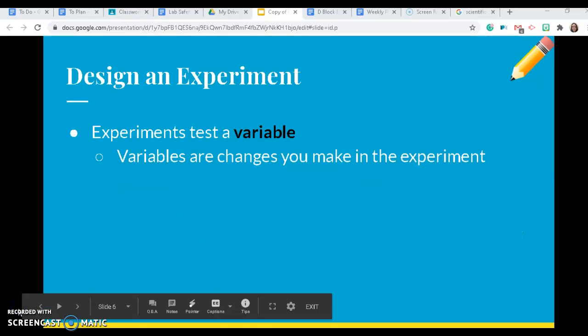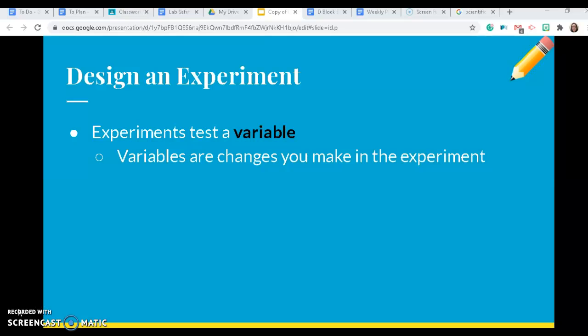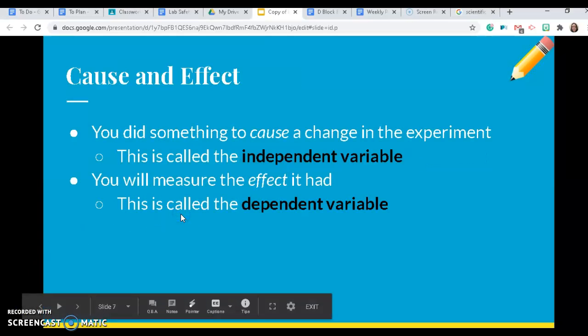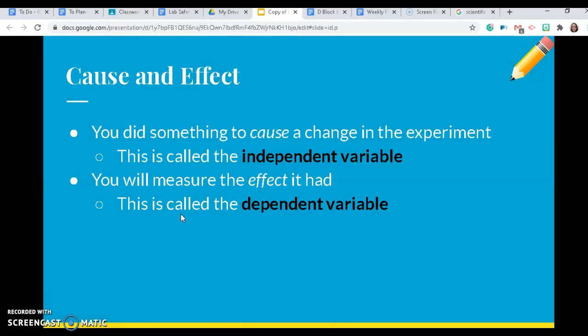After you form your hypothesis, you need to design an experiment. Experiments test a variable, and variables are changes that you make in the experiment. And there are two types of variables in each experiment. The first is what you change. You will do something in order to cause a change in the results of the experiment. This is called the independent variable, or you might have heard manipulated variable.